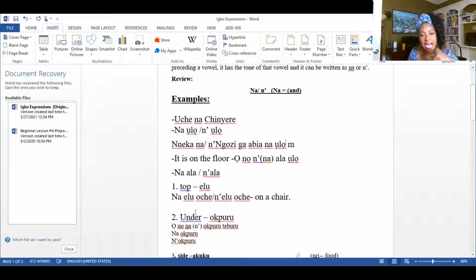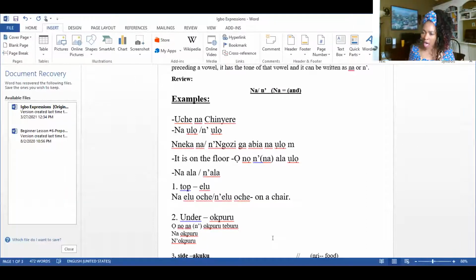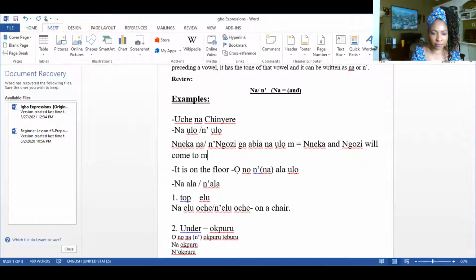Neka na ngozi gabia. Gabia means will come. Neka and ngozi will come. Let me set it up. I'm going to write it in English. Neka and Ngozi will come to my house. So that's how you say this one.